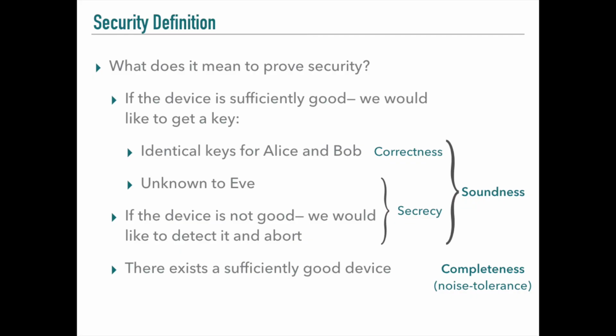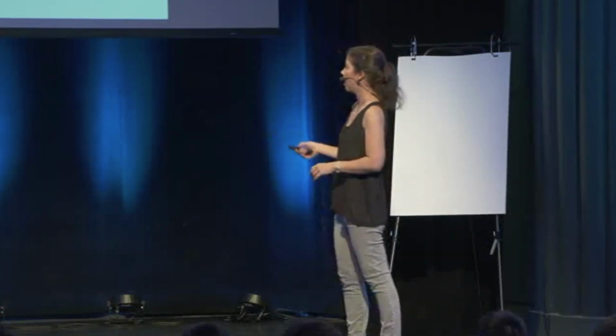These things, we can give them names. Identical keys, we call this correctness. The combination of unknown to Eve and aborting if the device is not good, this is what we call secrecy. Norbert mentioned this yesterday. If we abort, then clearly the key is secure because there isn't a key. The combination of these two things is what I call soundness. And the final requirement, that there exists a device, we call completeness, or I also call it noise tolerance.